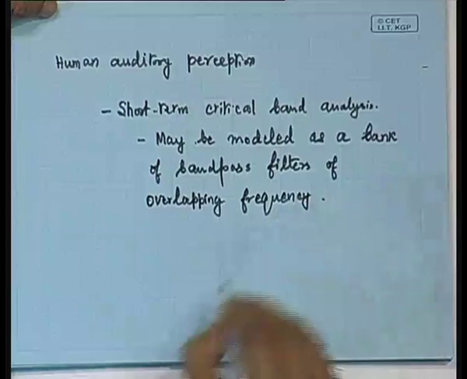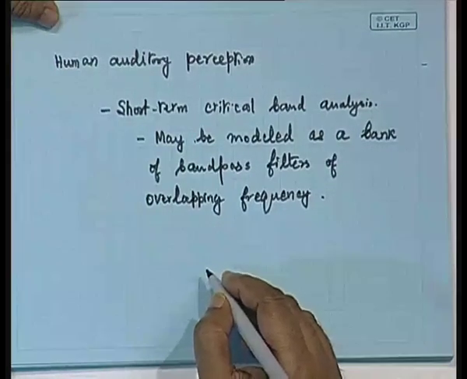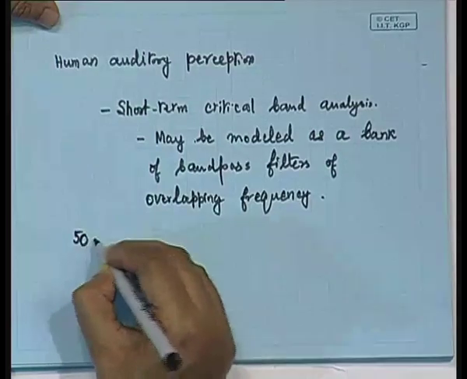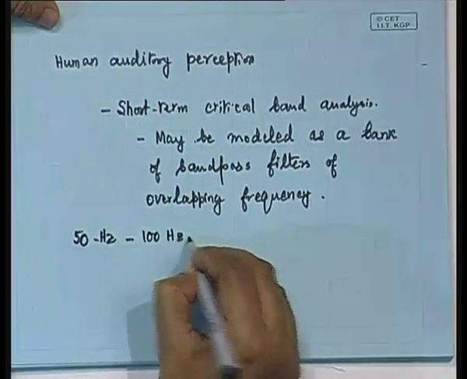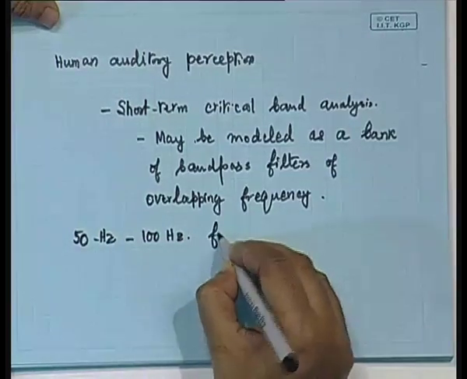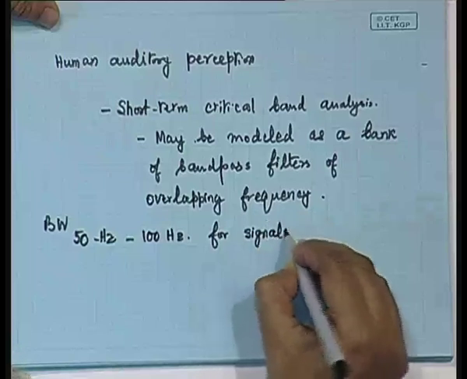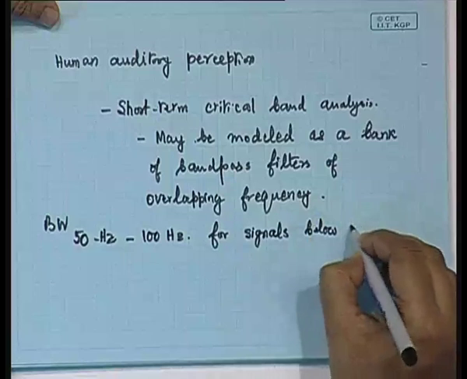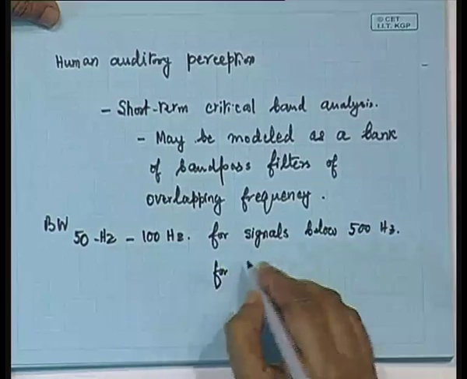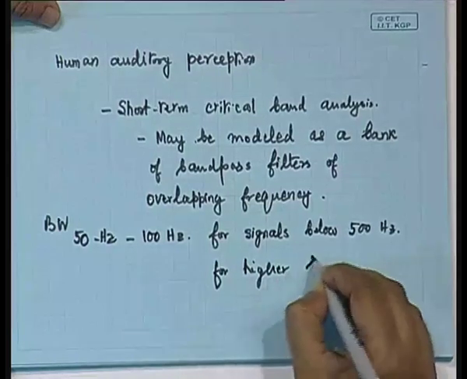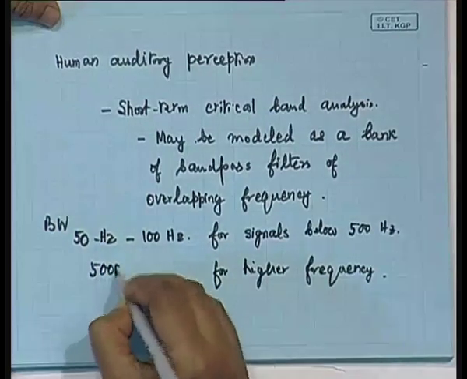Now, it is found out from different psychoacoustic experiments that the bandwidths of all these band pass filters are in the range of 50 to 100 hertz for signals below 500 hertz, and for higher frequencies, of the order of 10 kilohertz or 20 kilohertz, the bandwidth of this channel may become as high as 5000 hertz.